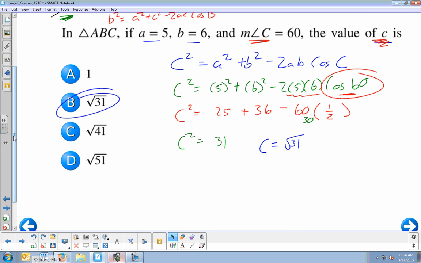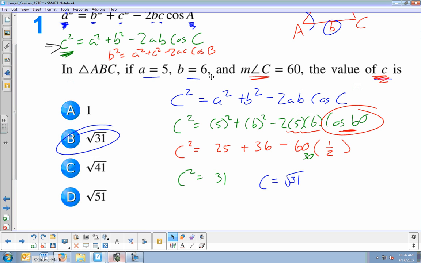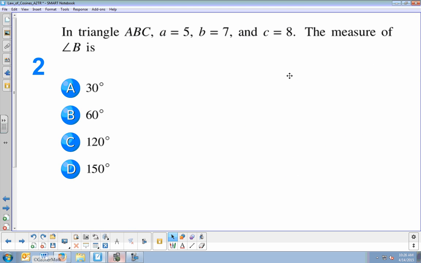Now, this was a case where we were given two sides and an angle, and we were finding the third side opposite the given angle. This is one way law of cosines works. The other is when you're given all three sides and you're finding an angle. Let me see if that is my next example. Yes, it is.